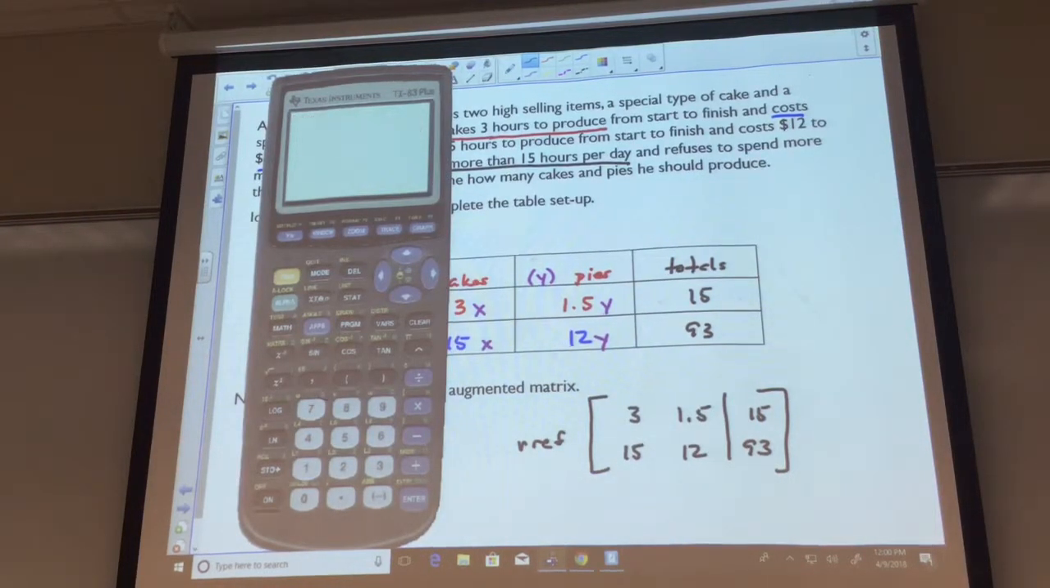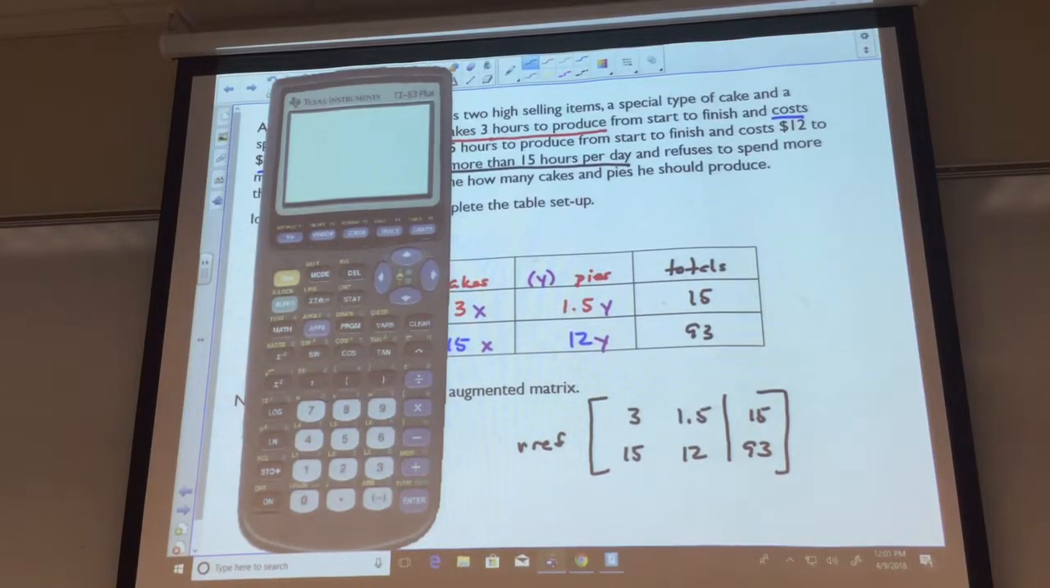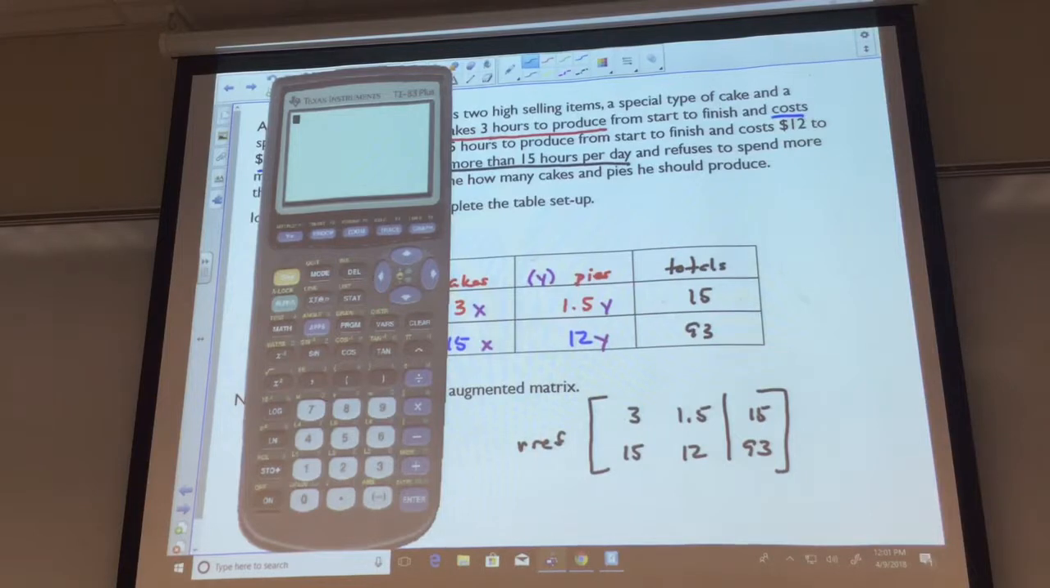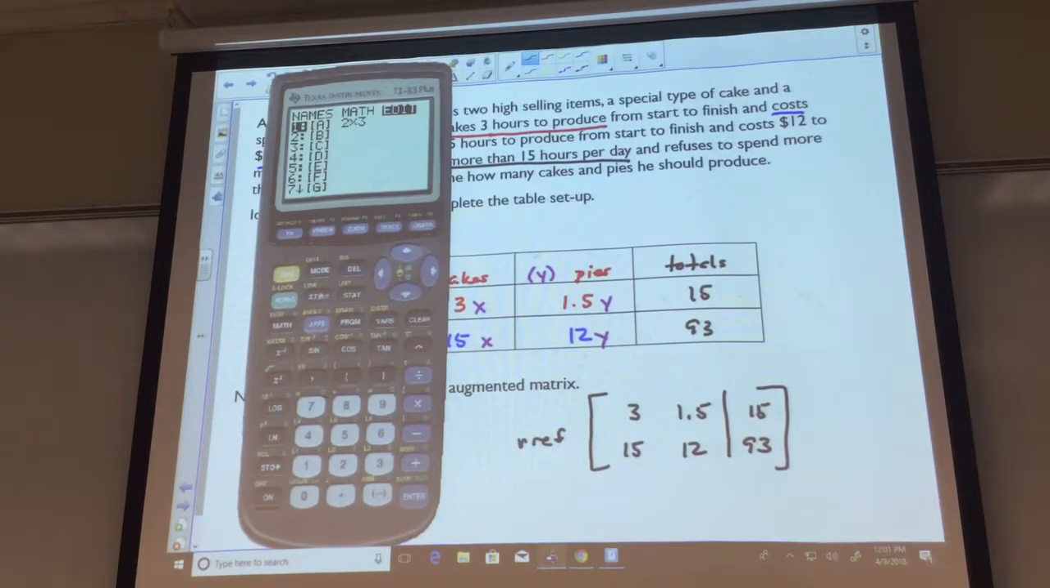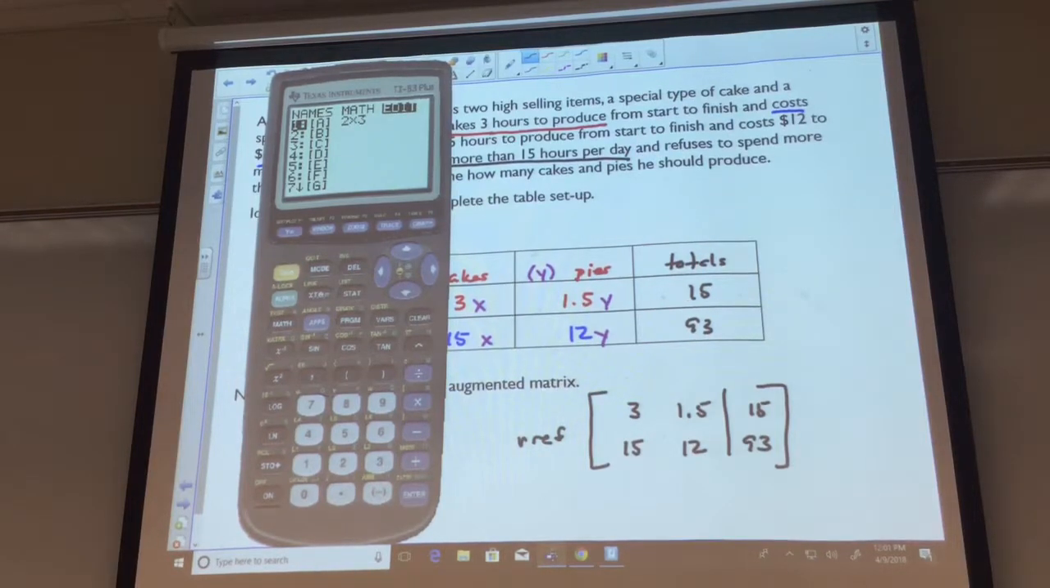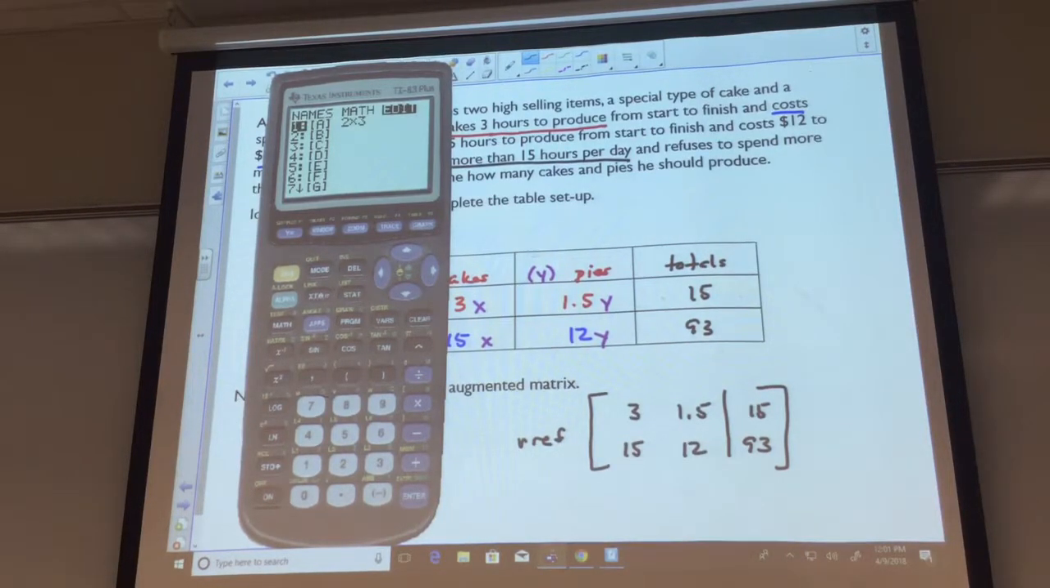Okay, step one. Muscle memory time. What do you do first? Second, Matrix. Second, x to the negative 1 to get to the matrix. And then edit. Do I need to start a new matrix, or can I reuse an existing one? Maybe reuse. Same size, right? As long as it's the same size, I might as well keep using it, unless you want to keep that previous problem, in which case now you've got to create a new one. Then you've got to remember what you put where, and that isn't going to happen too often.